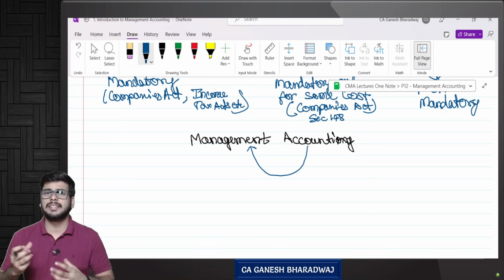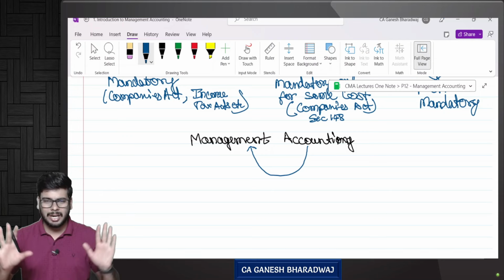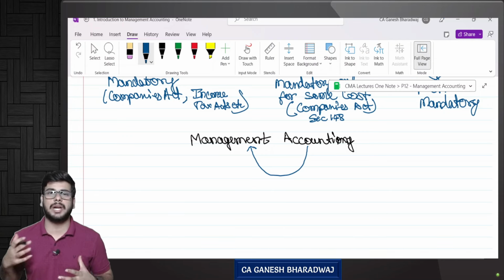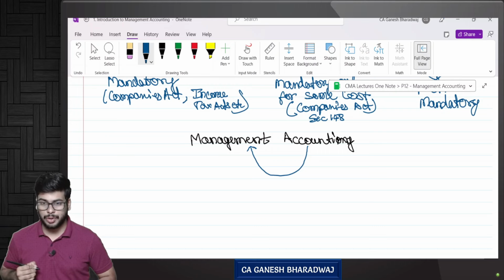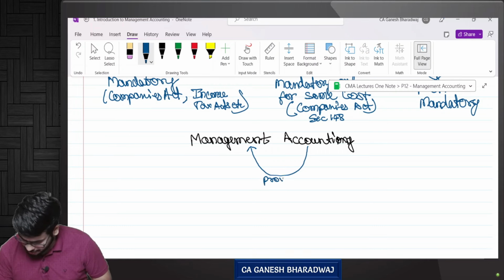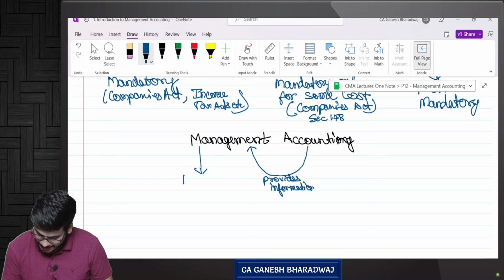Clear? I'm not going to give a theoretical bookish definition. If you see accounting, what do you mean by accounting? Recording, classifying, summarizing, analyzing, there will be so many big definitions. Now, forget all this. This I will give you with a proper example so that you will be able to understand. Once again, I'm repeating. What do you mean by management accounting? It is that branch of accounting that provides information to the management that helps them take meaningful decisions.